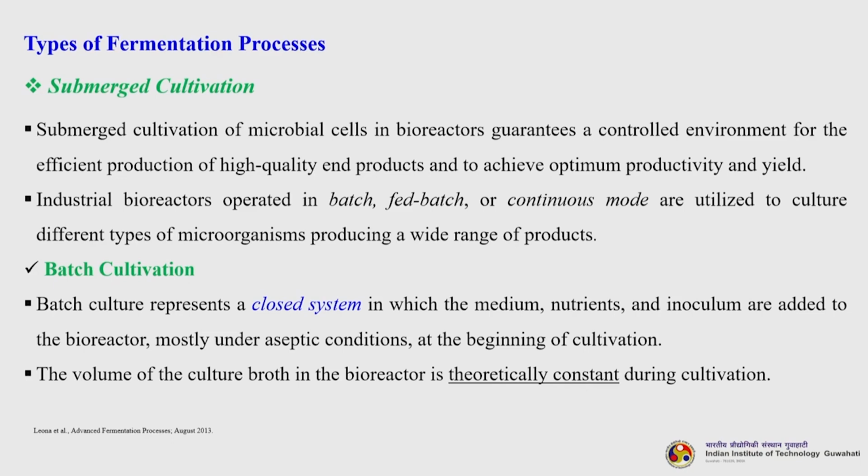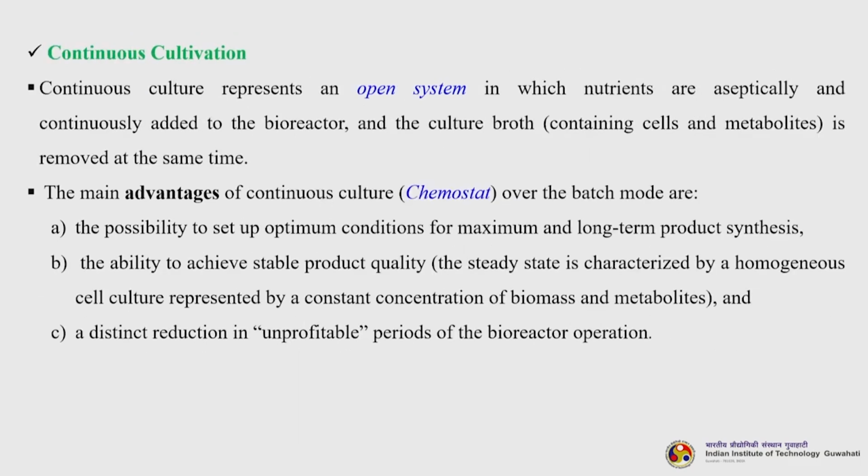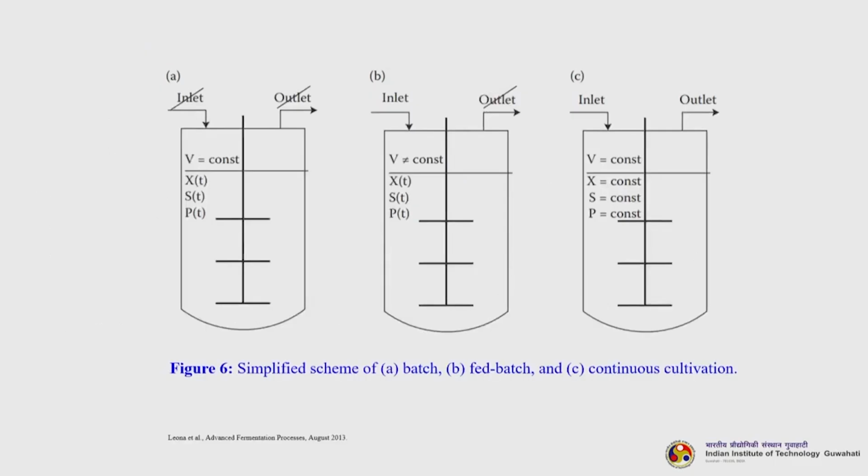Batch cultivation. Now, batch culture represents a closed system in which the medium, nutrients and inoculum are added to the bioreactor, mostly under aseptic conditions at the beginning of cultivation. The volume of the culture broth in the bioreactor is theoretically constant during the cultivation. So, fed batch cultivation. Now, fed batch culture represents a semi open system. So, let us see the schematic representation.